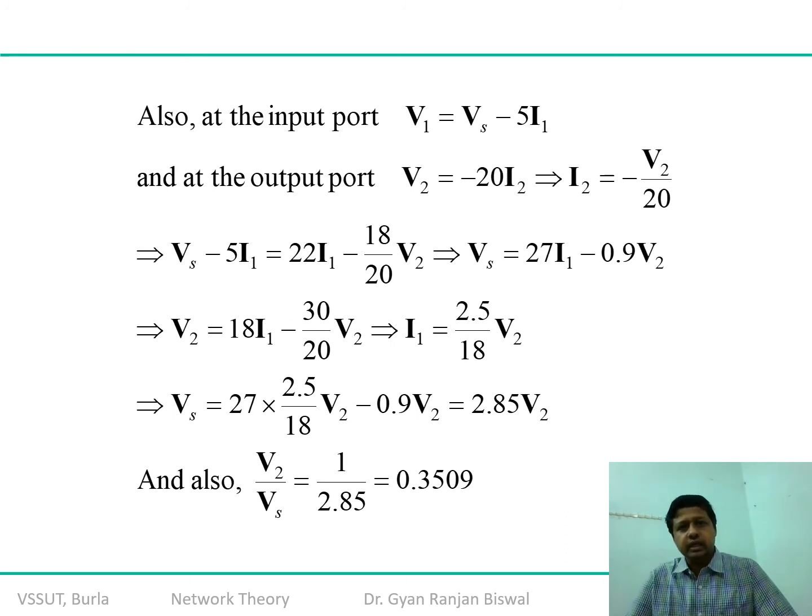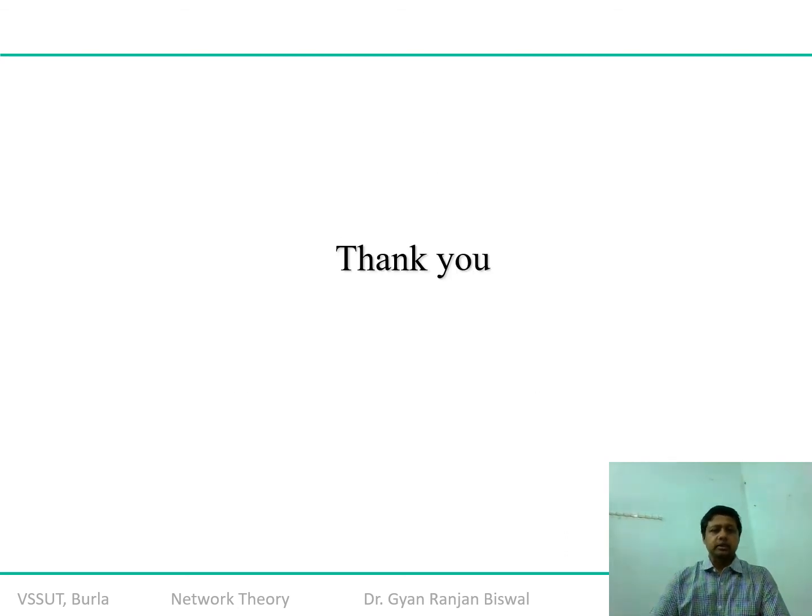Once you have that, at the input port V1 is equal to Vs minus 5 I1, because there is a separate 5 ohm resistance from the source voltage, whereas V2 is equal to minus 20 I2. From there you can get the value of I2, and substitute it in terms of V2, because your ultimate goal is to get the ratio, or interrelation, between the source voltage and the output voltage. That's why we do all this permutation and combination, so that ultimately you get Vs in terms of V2, which is now 2.85. So V2 by Vs will be 1 upon this, roughly 0.35. That's how you get your analysis done.